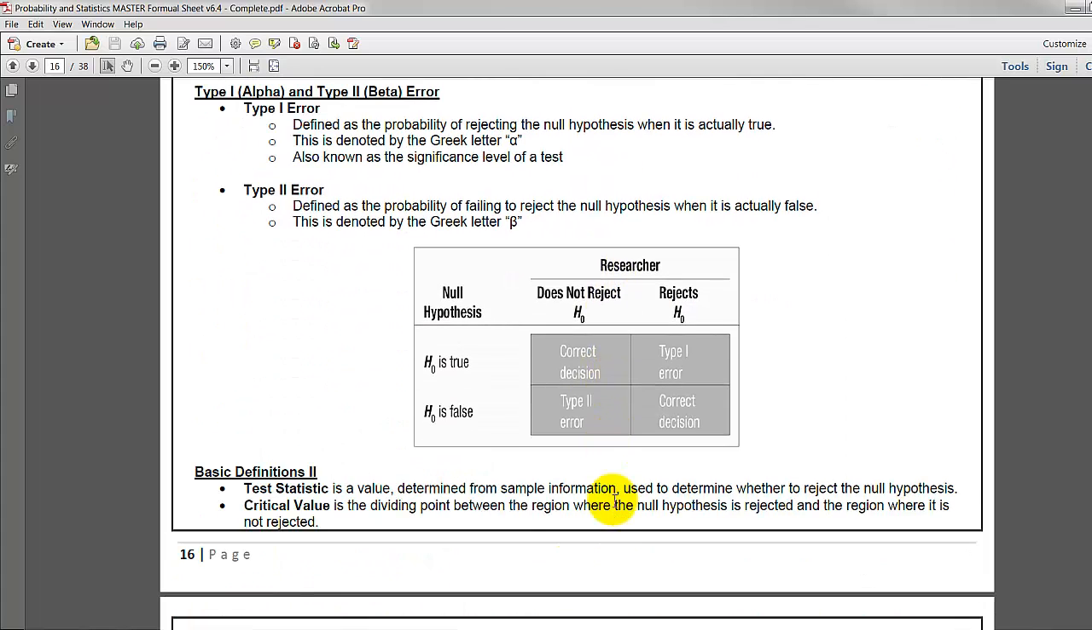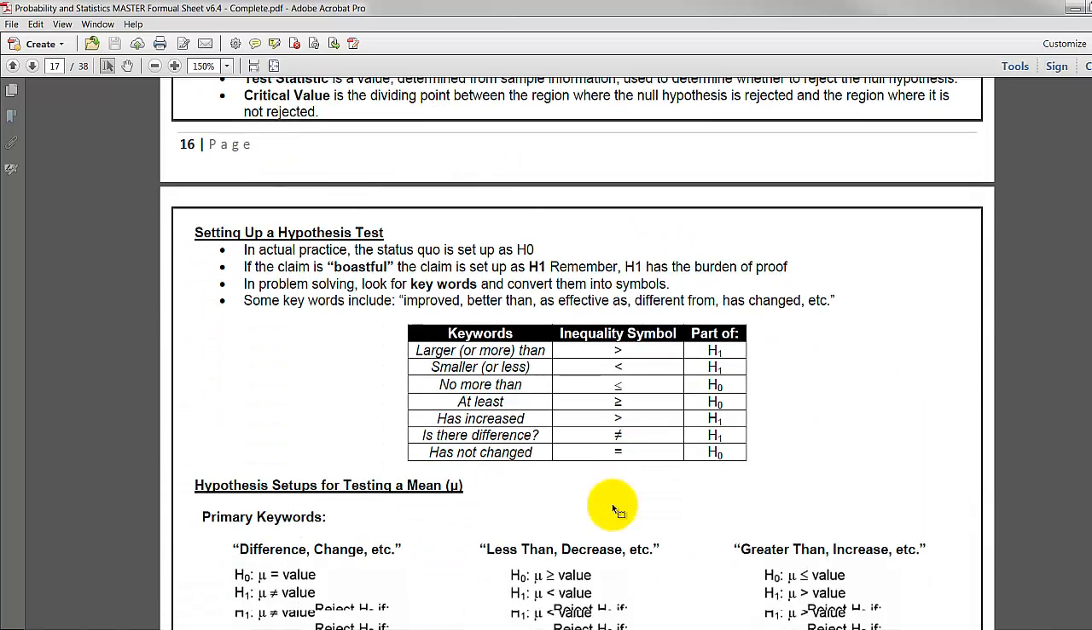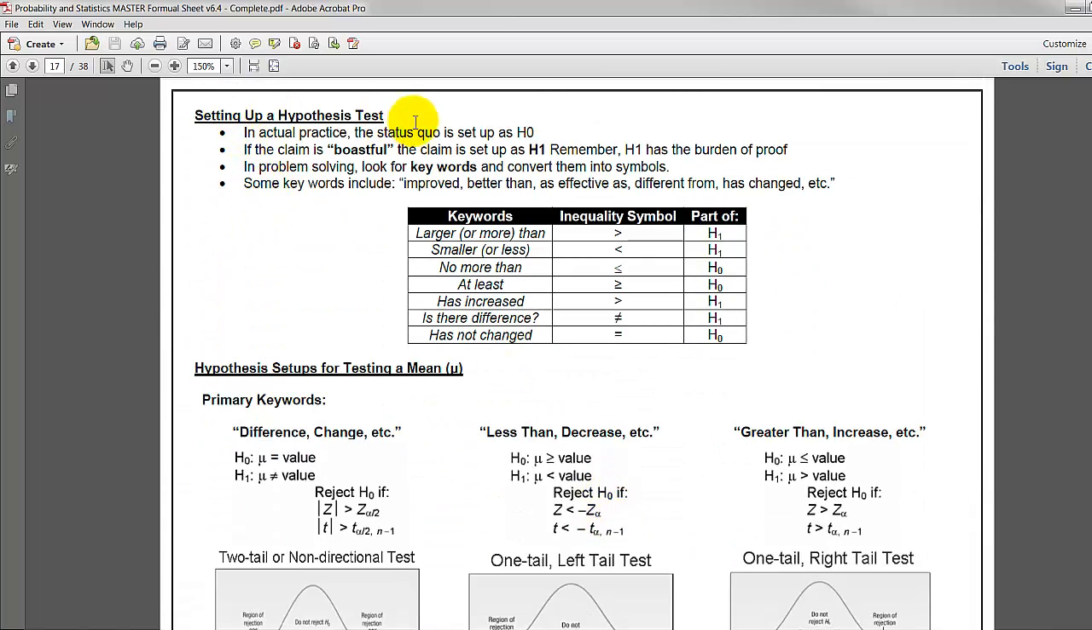Okay, so scrolling through here, just trying to pick out some more interesting facts, setting up the hypothesis. What I would do is look for those keywords. Those keywords in our case was, is it less than? So you can look through this table of an example that I've provided, and less than would be very similar to smaller or less, which is going to be this inequality symbol, which is a part of the alternative H1 hypothesis, which is exactly what we wrote.